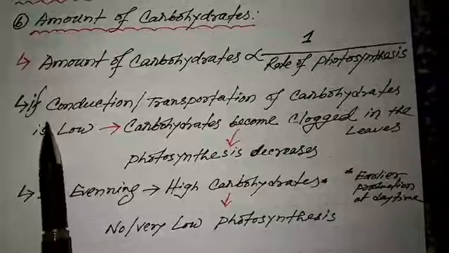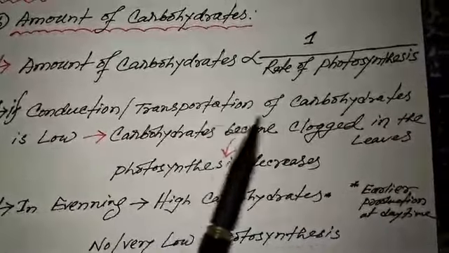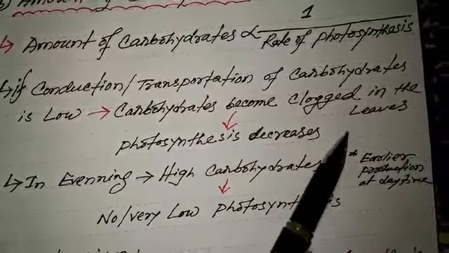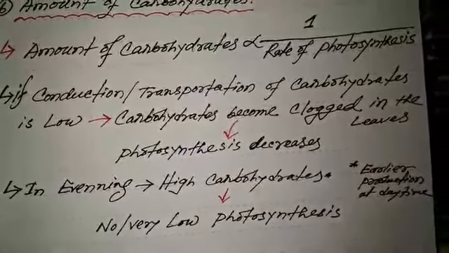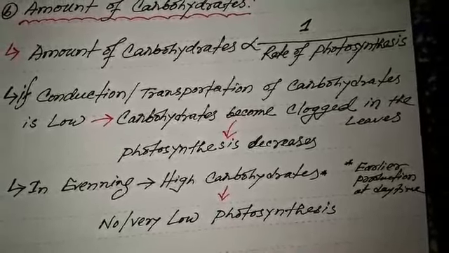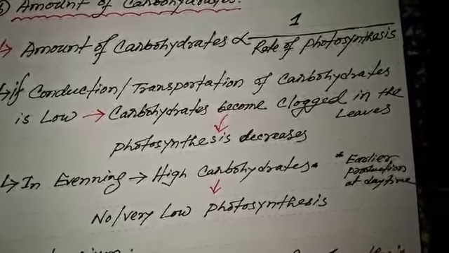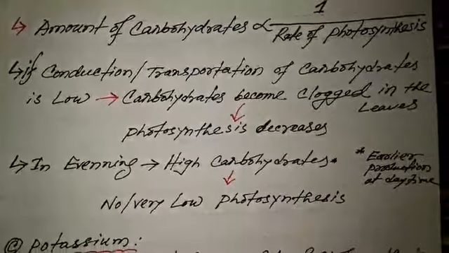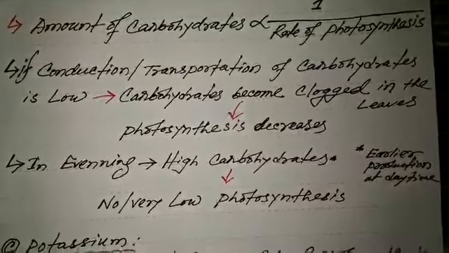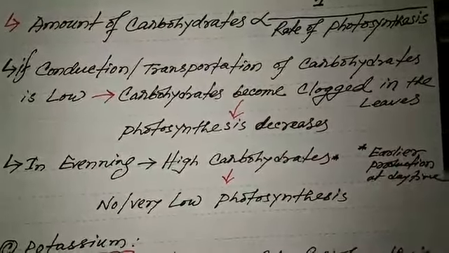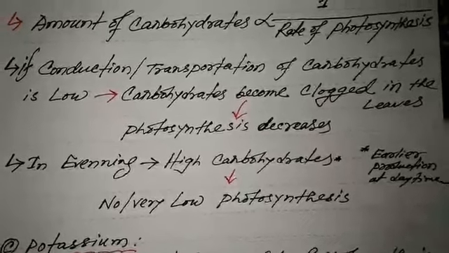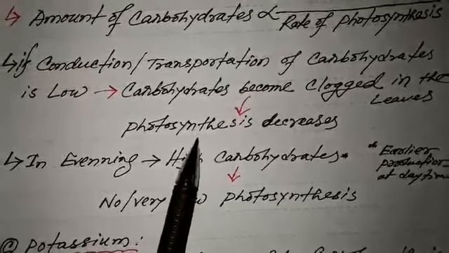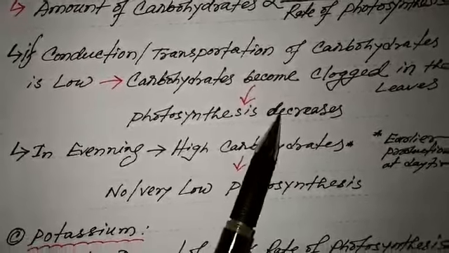Okay, and see here, if conduction or transportation of carbohydrates is low, then carbohydrates become clogged in the leaves, because the transportation of carbohydrates has become low. That means the carbohydrates will remain clogged, and it may cause a traffic jam of carbohydrate molecules. If carbohydrate molecules cannot pass properly, then definitely they will be clogged in different places of the leaves, and ultimately the photosynthesis will decrease.